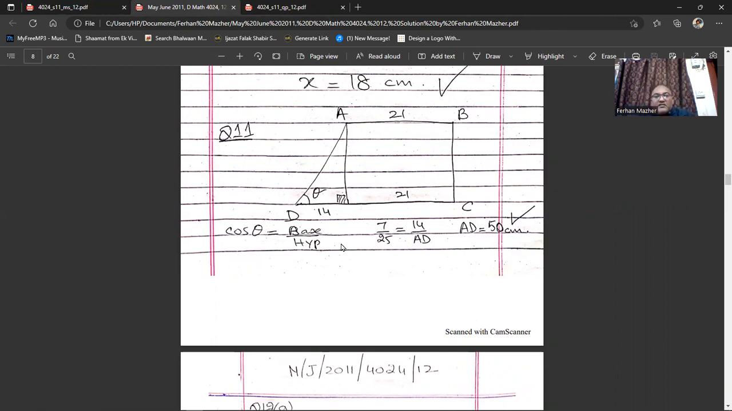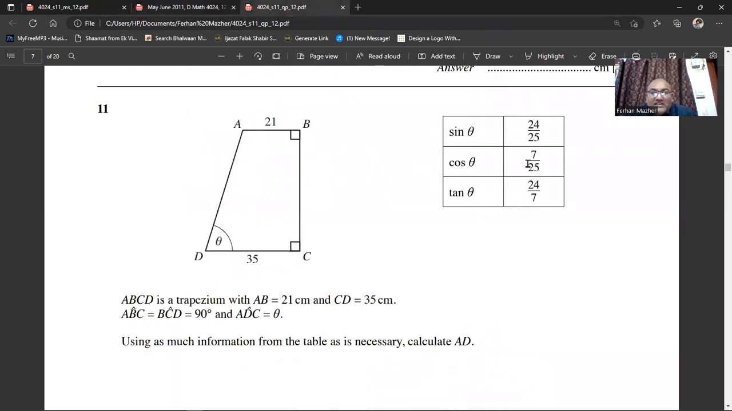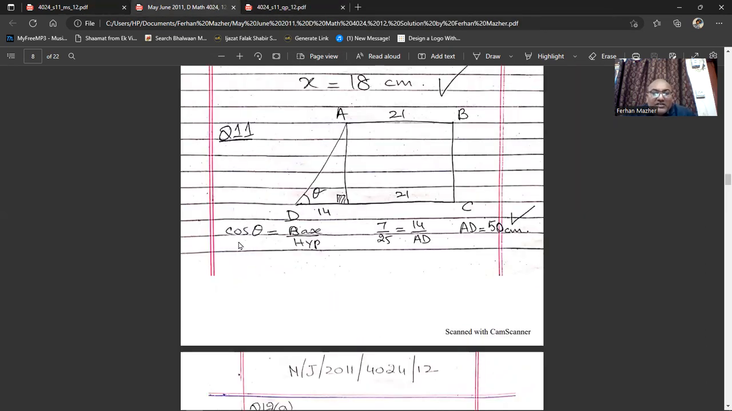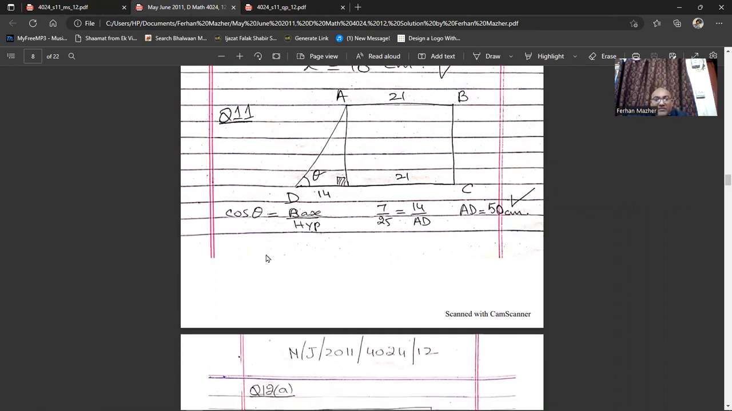Cos theta is 7/25, given in the question. So from there, cos theta equals 7/25, which is equal to 14 by AD. So AD will be 14 into 25 divided by 7. 7 twos are 14, so 2 multiplied by 25 will be 50. So AD is 50 centimeters.